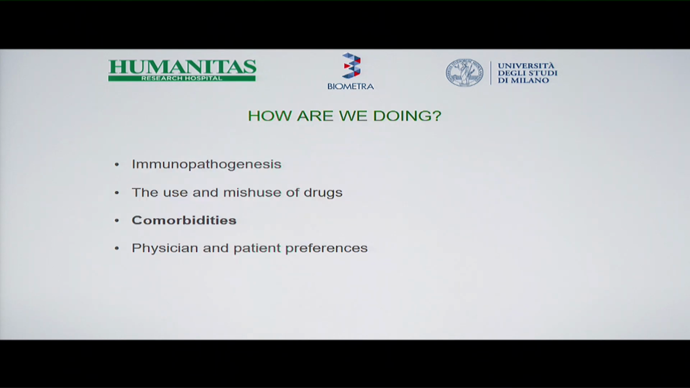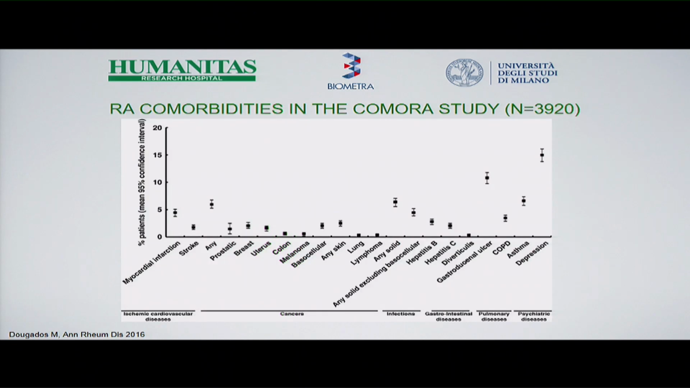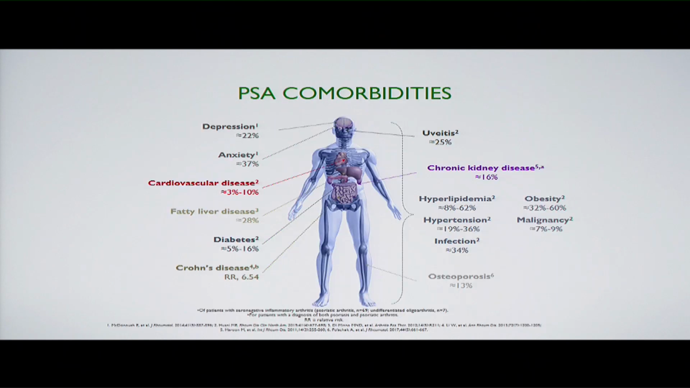And one of the keys to making patients happier is definitely comorbidities. Because if we look at rheumatoid, depression is definitely the number one comorbidity in our case. We have cardiovascular, we have infectious complications, we have cancer among them, we have gastrointestinal ulcer and COPD, due probably to the smoking association of rheumatoid. If we take PsA, things get even more complicated because depression can be as high as 22%. Anxiety, a third of patients. Cardiovascular disease up to 1 in 10 patients, plus all the metabolic disturbances that do impact our treatment choices.